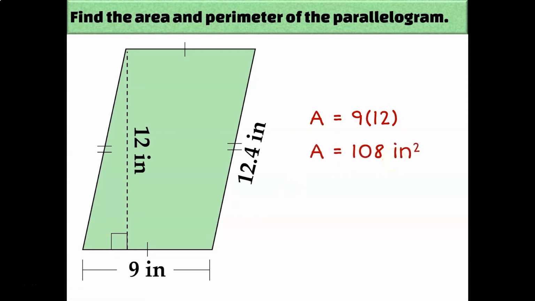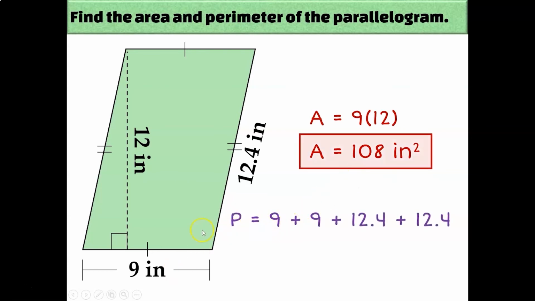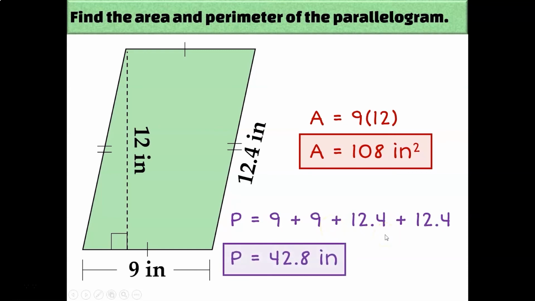And then for the perimeter, I don't want 12, I want 12.4, because 12.4 is on the outside. 12, the height, is on the inside. I don't care about 12 when I'm calculating perimeter. The perimeter is just 9 plus 9 plus 12.4 plus 12.4 for a total of 42.8 inches.